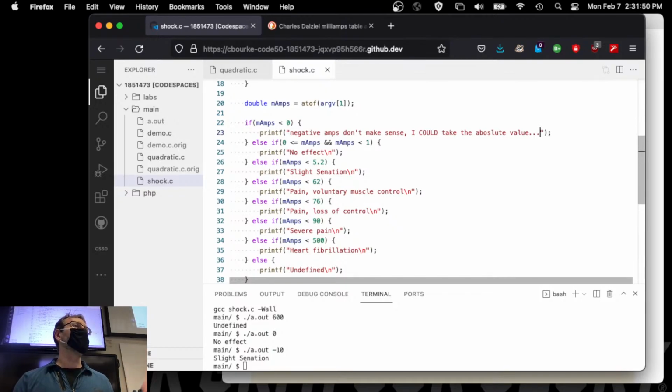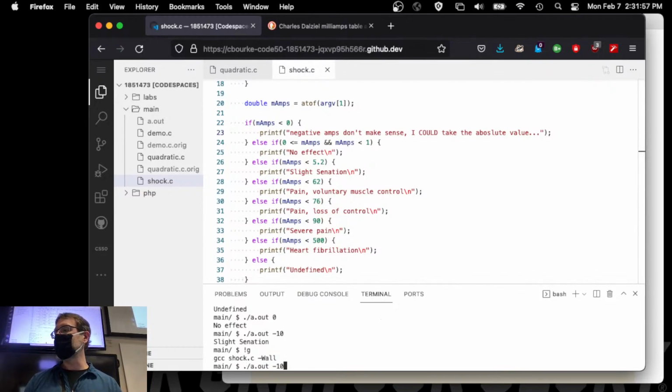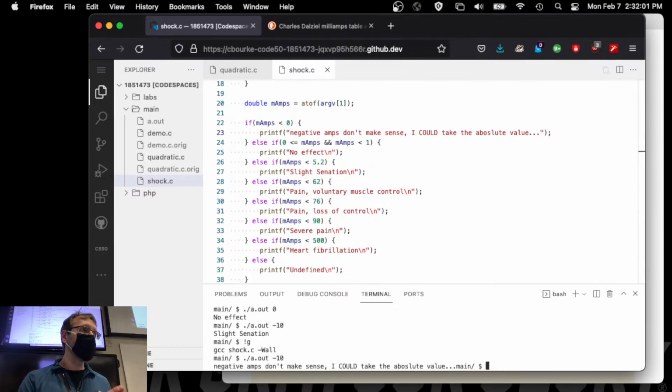In fact, let's do that. All right? Here you could go ahead and just echo this message and be done with it. And in fact, that will fix it. Right? Negative amps don't make sense. That'll take care of it, but let's go ahead and go with your idea.